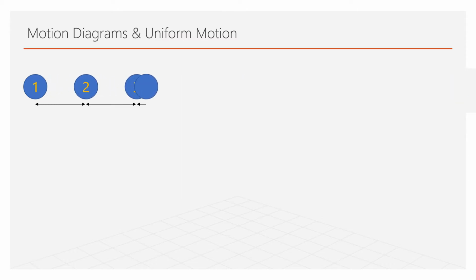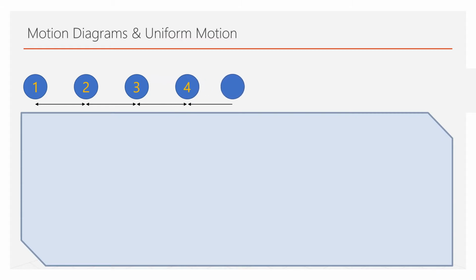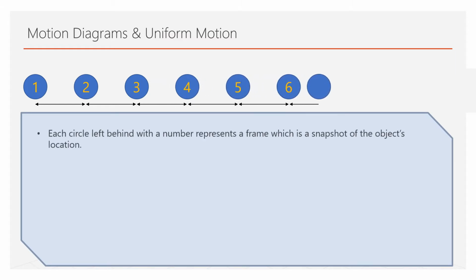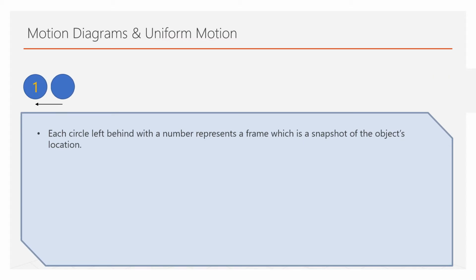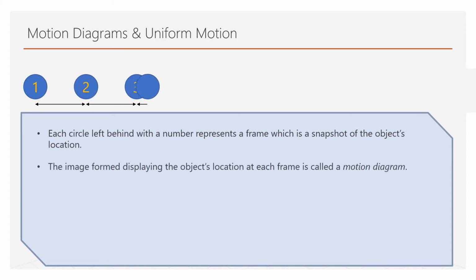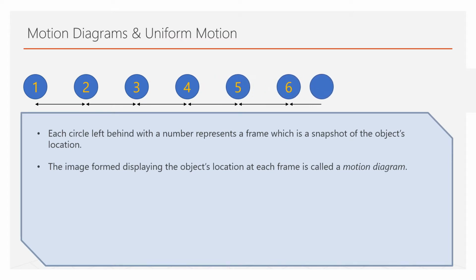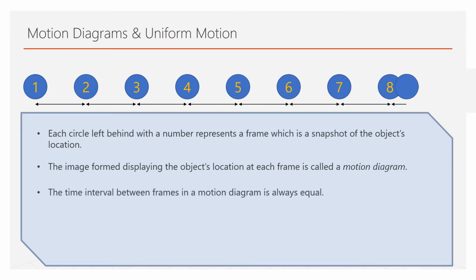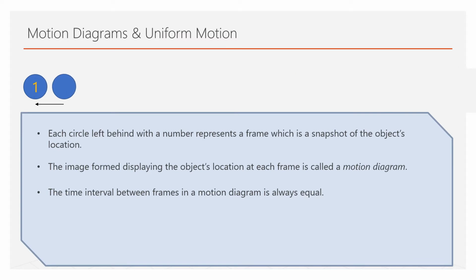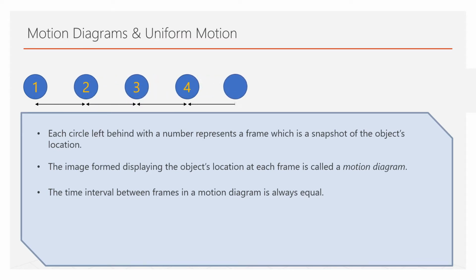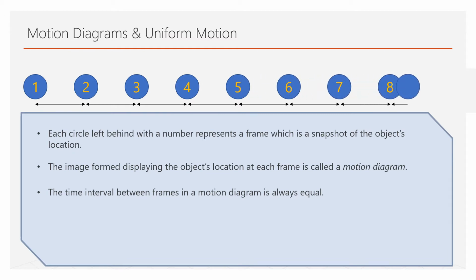As the circle moves to the right, images of the object are left behind, indicating where the object was located. The number is the frame number. The image formed displaying the object's location at each frame is called a motion diagram. The time interval between frames in a motion diagram is always equal. So, for example, in the motion diagram above, each frame is separated by approximately 1 second.